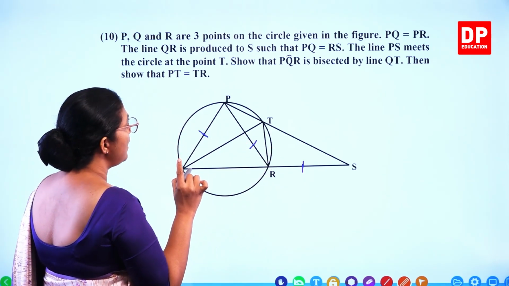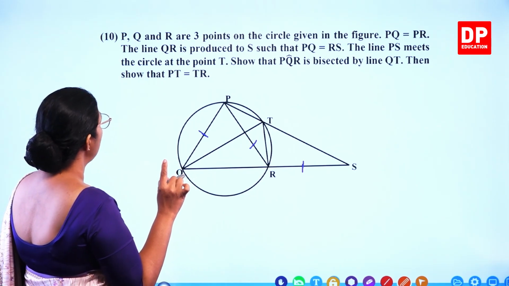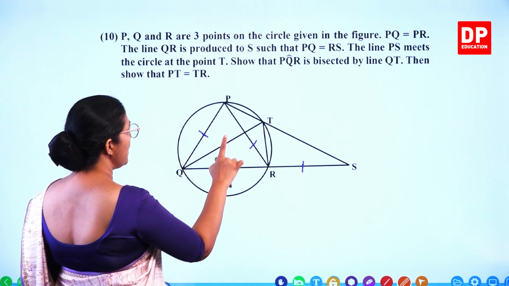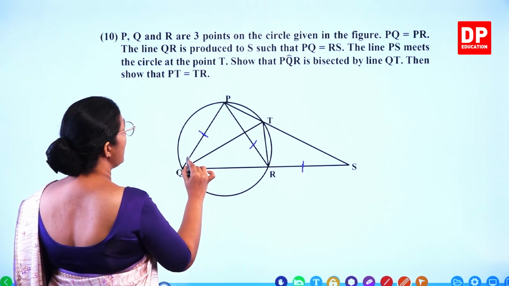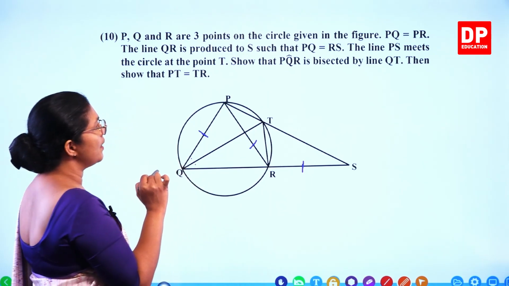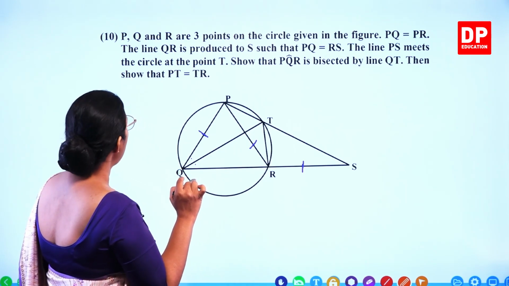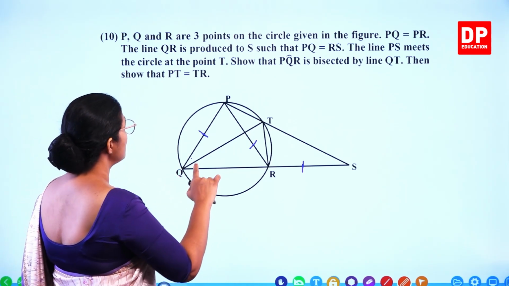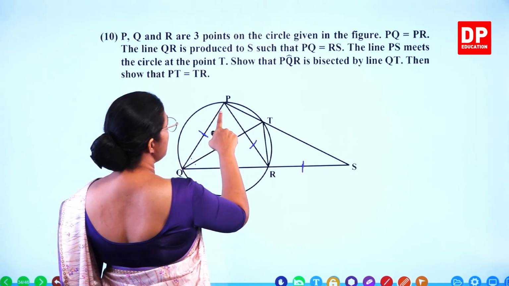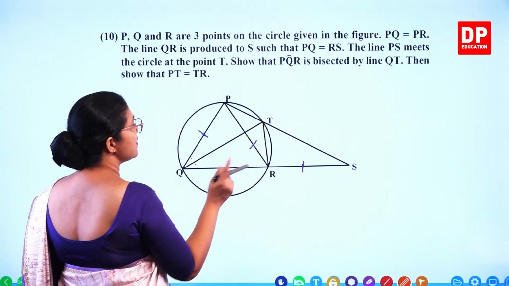It's given. The line PS meets the circle at the point T. Show that PQR, this angle is bisected by QT line. So you have to show that these 2 angles are equal. Then show that PT is equal to TR. You have to show these 2 lengths are equal.